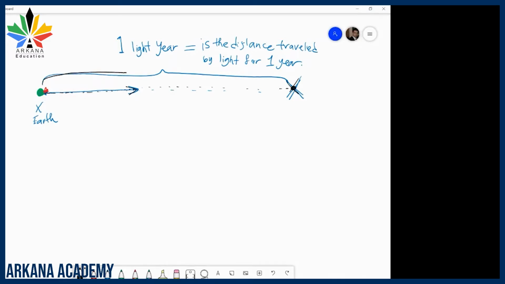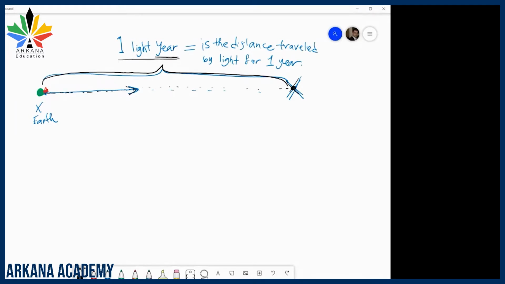This distance, this measurement, is called 1 light year. So 1 light year, even though it sounds like a unit of time, is actually a unit of distance for measuring very, very far distances.